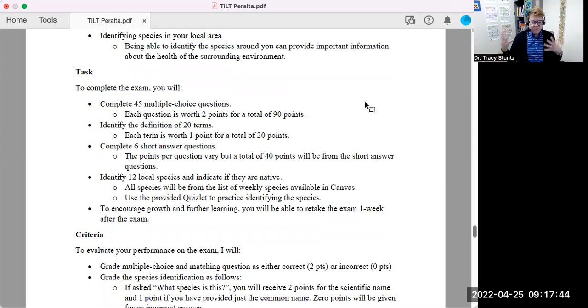There's this fear of the test maybe being a little harder than I had anticipated. So I really liked the way that even on an exam, they broke down the types of questions and what all the point value and everything is going to look like. So you're going to first complete these multiple choice questions. You're going to have 20 terms, that is a definition. There are 6 short answer questions, and then you'll identify 12 local species and indicate if they're native. And then you'll be able to retake the exam 1 week after the exam.